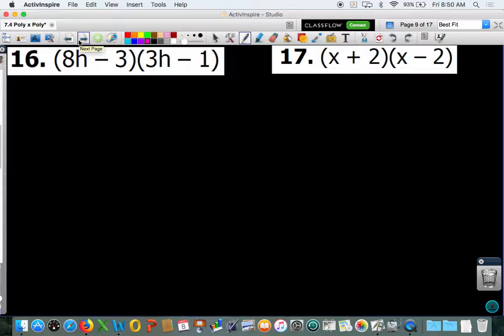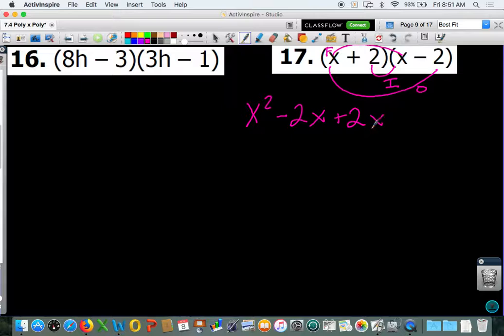The rest of them that we skipped are done the exact same way. Number 17. Still done the same way, but our answer is going to look a little bit different. So, start with your first. X times x gives you x squared. Your O, x times negative 2 will give you negative 2x. Your I, 2 times x will give me plus 2x. And your L, 2 times negative 2, negative 4.